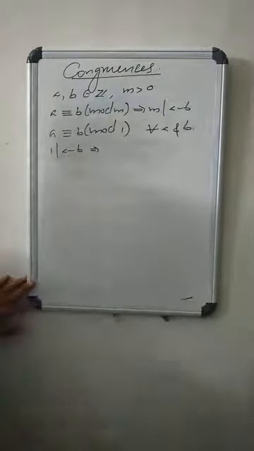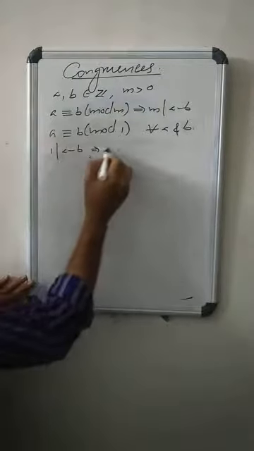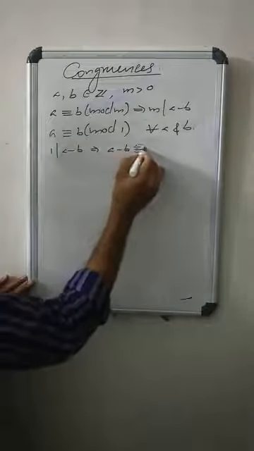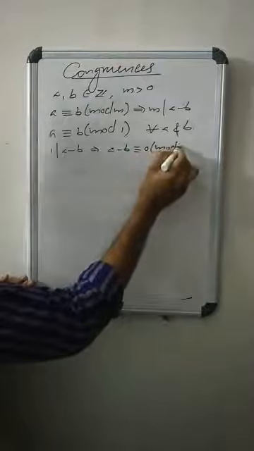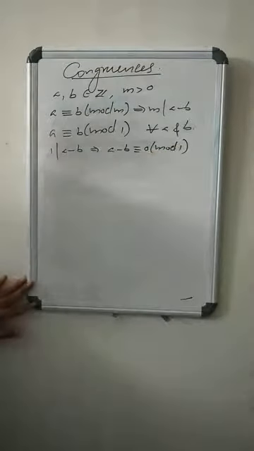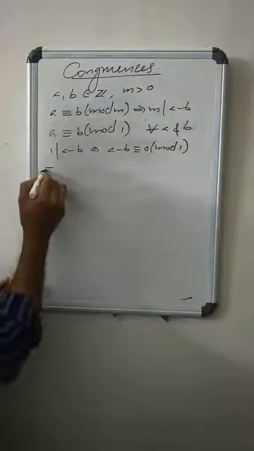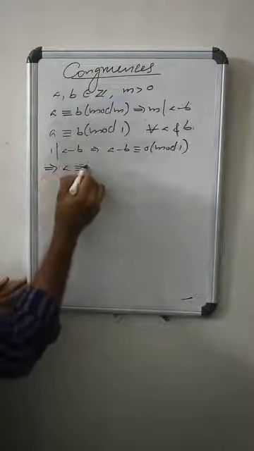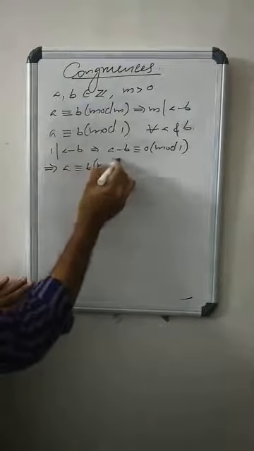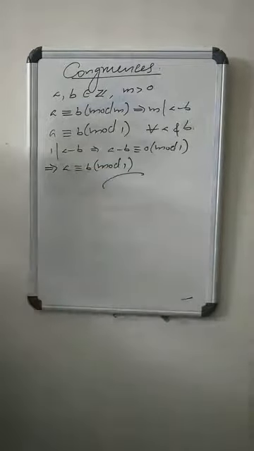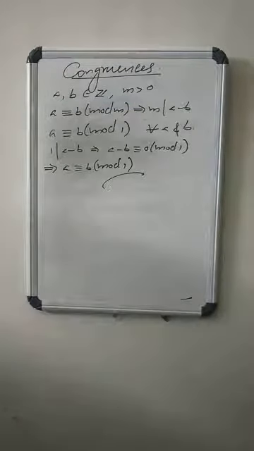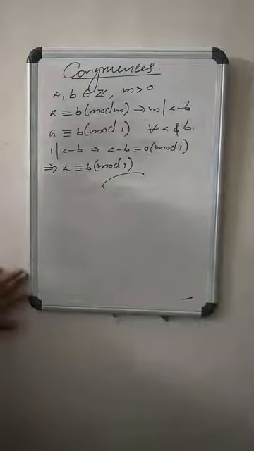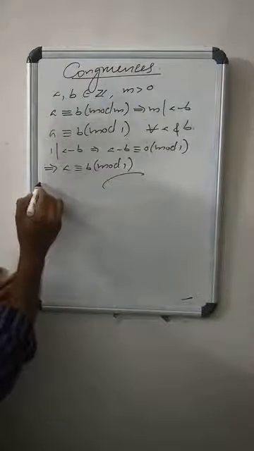That means 1 divides a minus b implies a minus b is congruent to 0 mod 1, and a minus b congruent to 0 mod 1 means a is congruent to b mod 1. So for every a and b, a is congruent to b mod 1. Agreed.